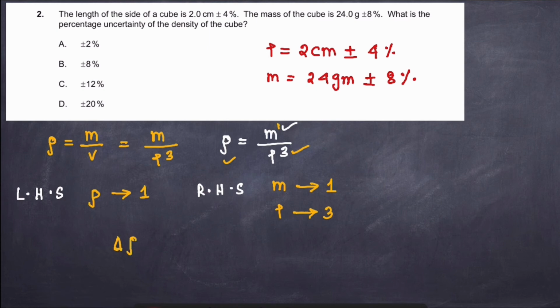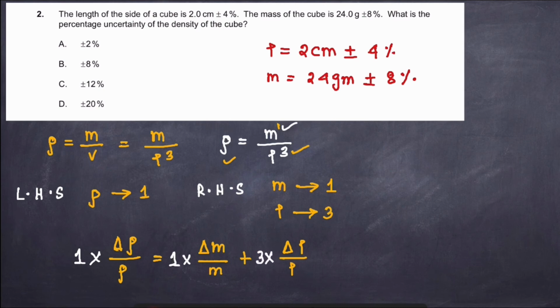On the left hand side there is delta rho by rho, which will be equated to delta m by m plus delta L by L. Now we have to incorporate the powers. The power of rho is 1, so multiply with 1. The power of m is 1, so multiply with 1. The power of L is 3, so multiply with 3. So delta rho by rho will be equal to delta m by m plus 3 times delta L by L.